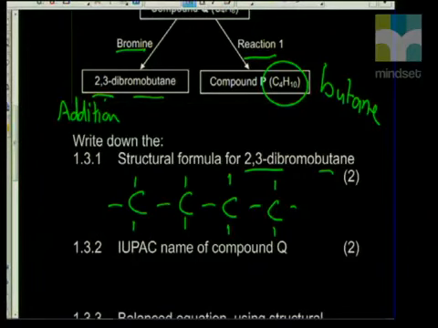What we need to do is to do the numbering. I'm just simply going to number from left to right and say that's number 2, that's number 3, and that's number 4. And it now tells me that it's 2,3-dibromo. So there's a bromine that's sitting over there and a bromine sitting over there.